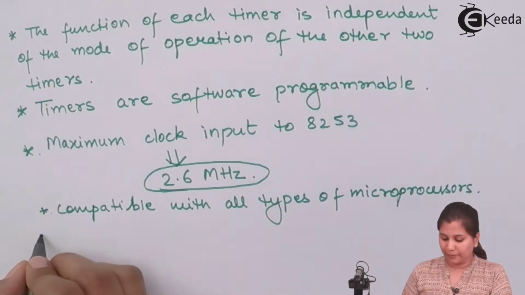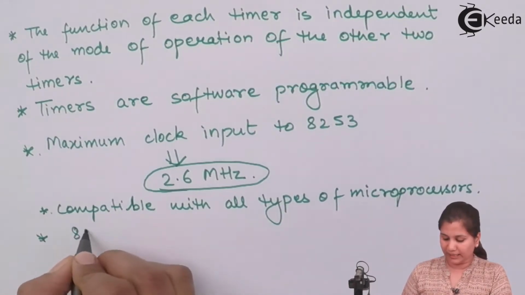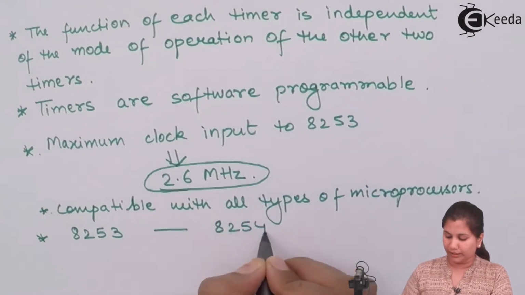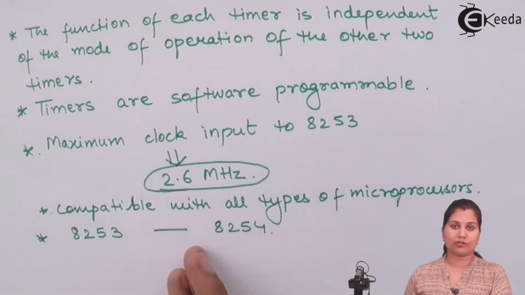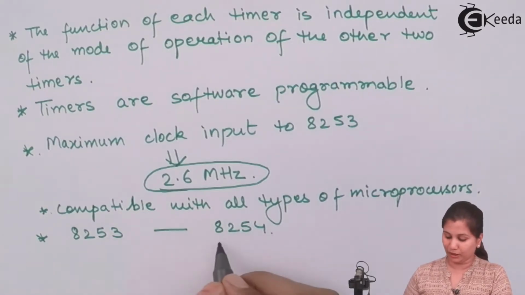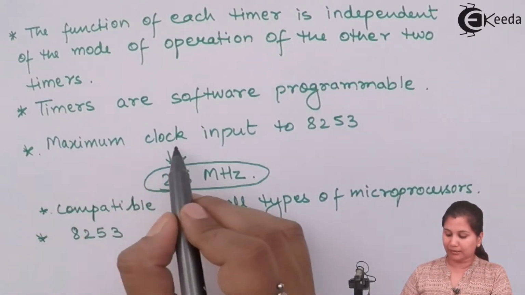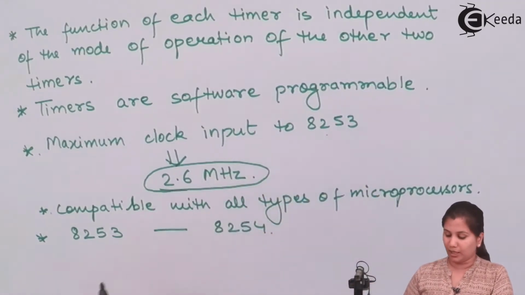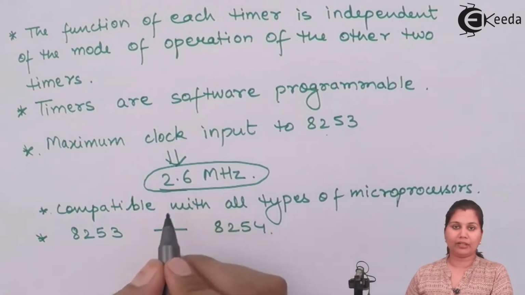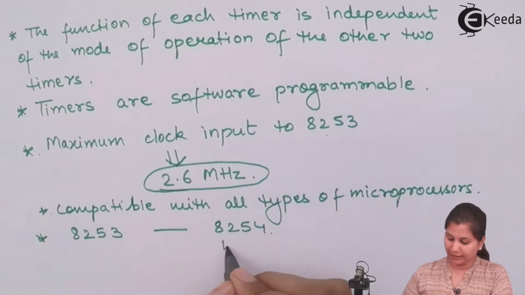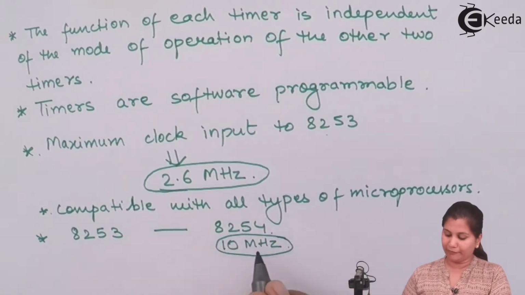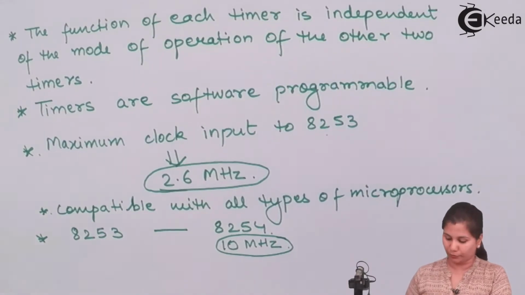Now as the programmable interval timer, we have two ICs, 8253 and also the 8254. The 8254 is the updated or higher version of the 8253. The maximum clock input to the 8253 is 2.6 megahertz, and in the higher version this operating frequency has been increased up to 10 megahertz. So this is the feature of the 8254, that it can have an operating frequency of 10 megahertz.